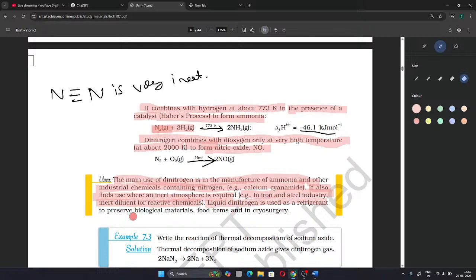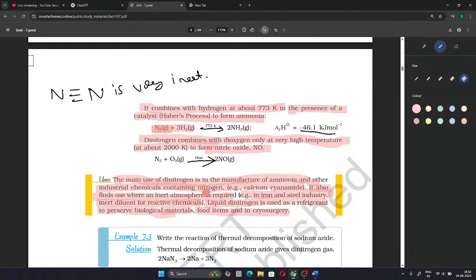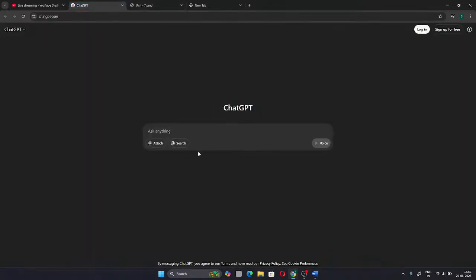Liquid nitrogen is used as a refrigerant to preserve biological materials, food items, and in cryosurgery. What is cryosurgery? Maybe it is transplanting some organs. Maybe it's related to preserving the organs. Yeah, I believe that is the case. I heard of cryopreservation, where we store pollen grains or human semen. So maybe it's related to that.